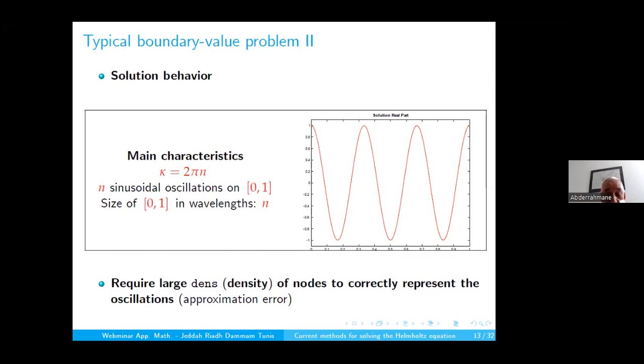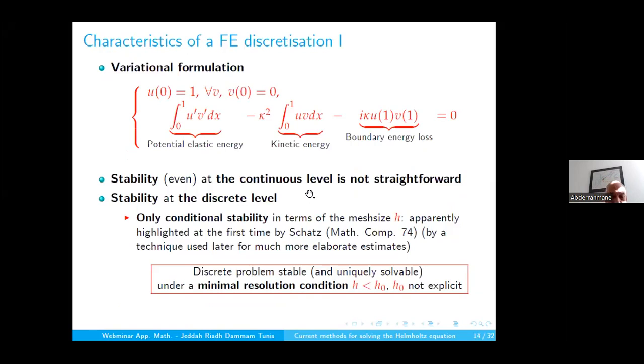You are first faced with one difficulty. You have oscillation, and you have to correctly represent the oscillation. So for representing one solution, you must have a correct number of nodes. And also you may have several oscillations, and so the problem becomes very large. It is the first, but it is not the only difficulty of the problem.